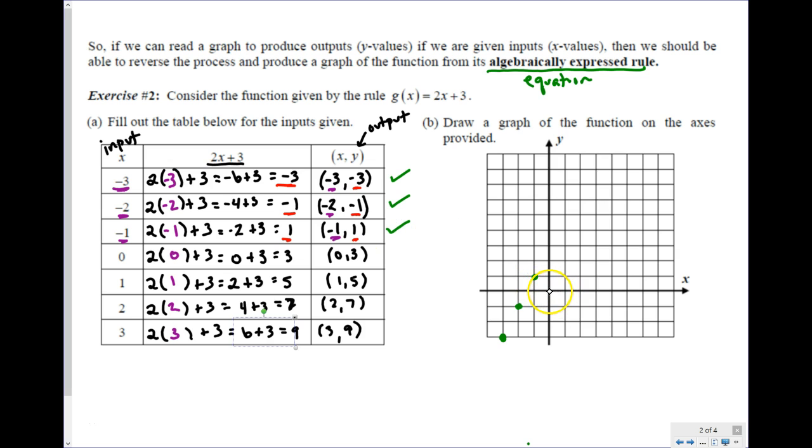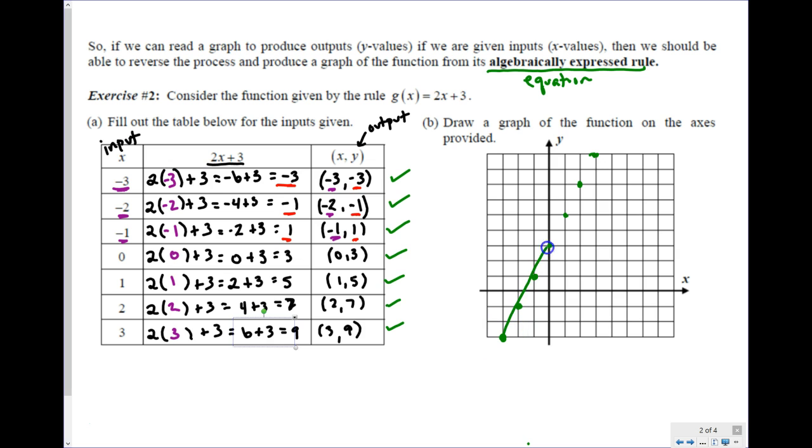Third point, -1, +1. Check. 0, 3. So they start at 0 and then go up to 3. 1, 5. 1, 2, 3, 4, 5. 2, 7. 1, 2, 3, 4, 5, 6, 7. And 3, 9 is right up here. This forms a straight line.